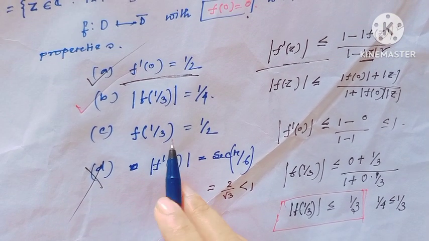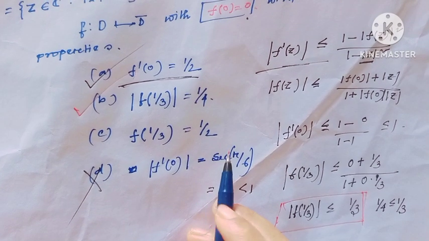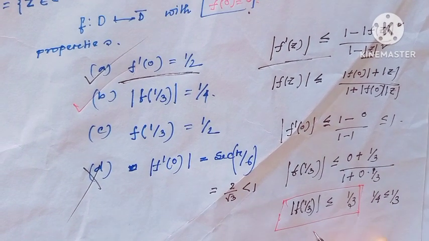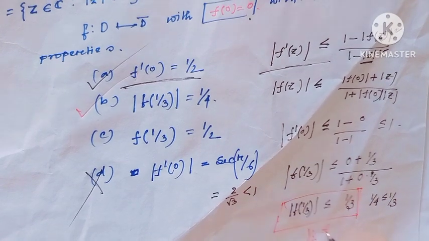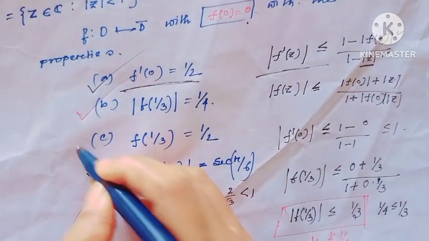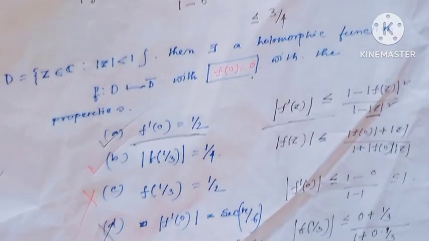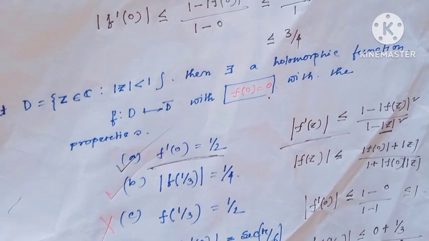But in the third option, f of 1/3 equals 1/2. This is not right because 1/2 is not less than or equal to 1/3. So option C is a wrong option. That means option A and option B are the right options. I hope all my viewers have understood this.